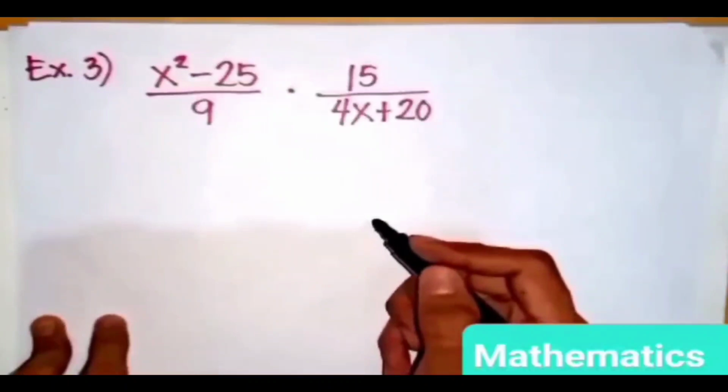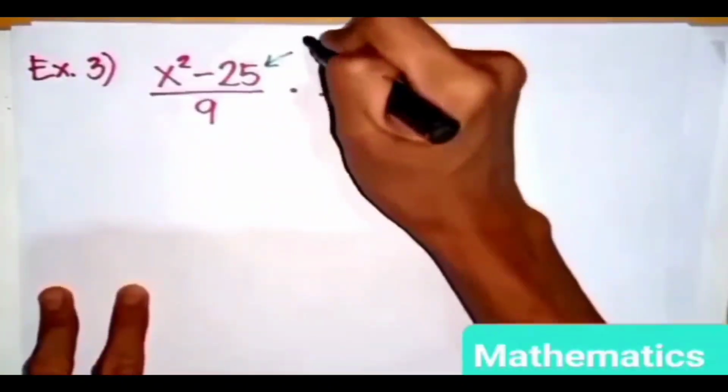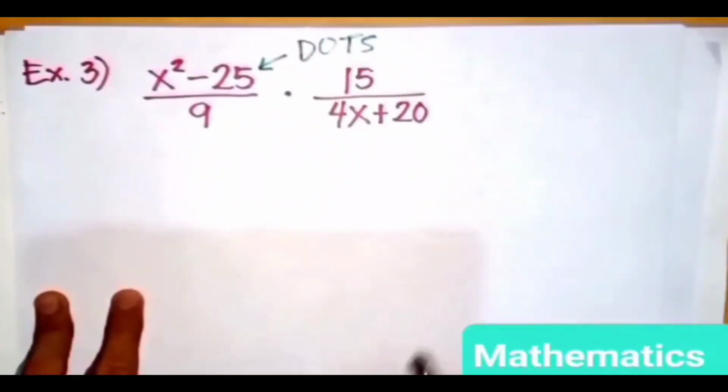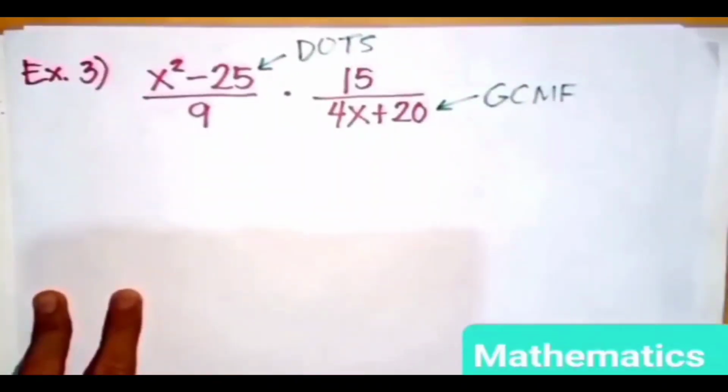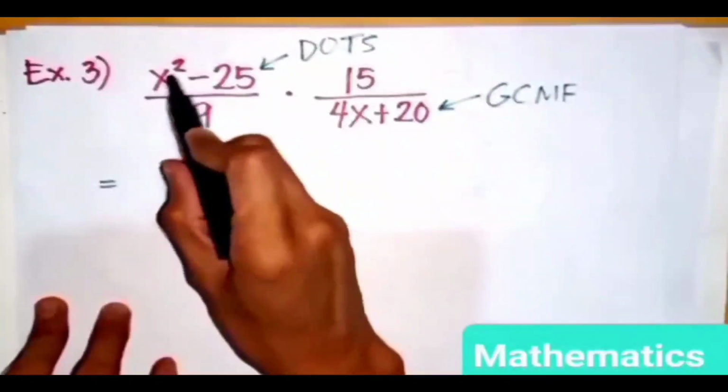So ito, x squared minus 25. How do we factor that? Ang gagamitin natin para ma-factor out yung x squared minus 25 ay DOTS, difference of two squares. Ito namang 4x plus 20, ang gagamitin naman natin GCMF, greatest common monomial factor. Ayan. So using DOTS, factor natin yung x squared minus 25.